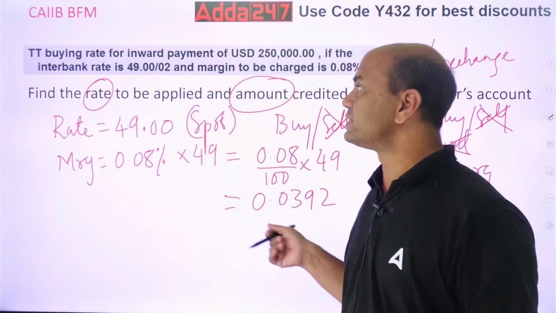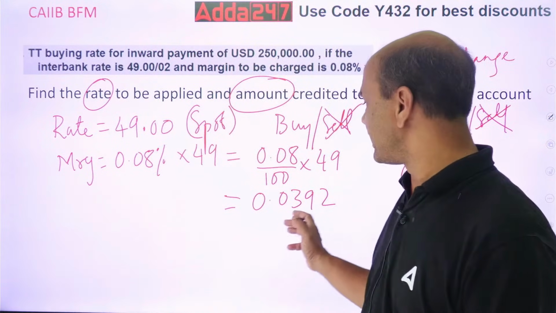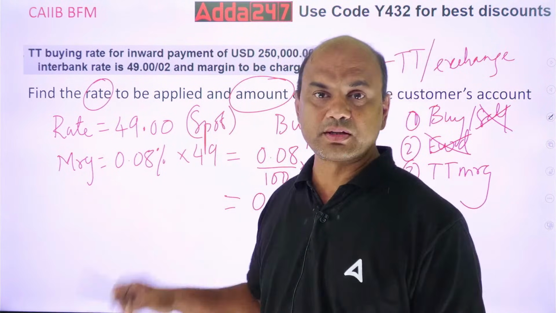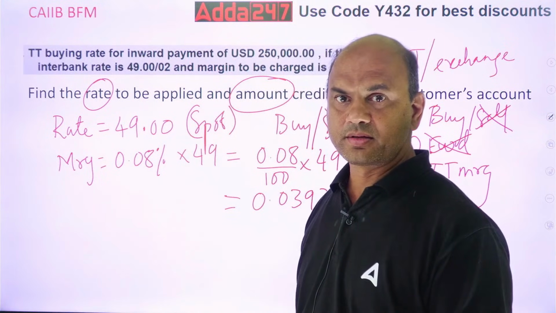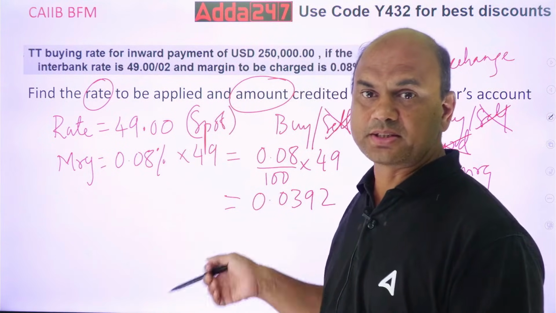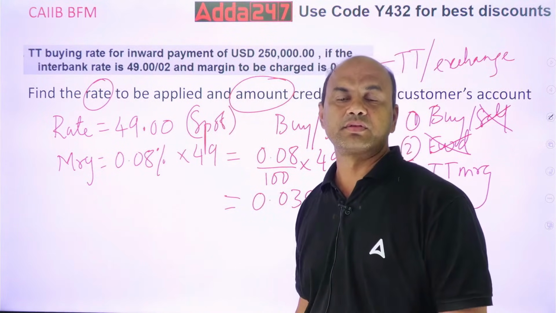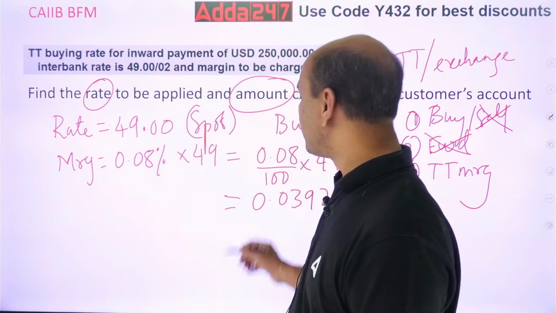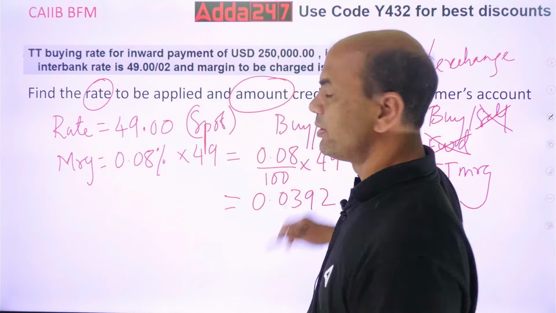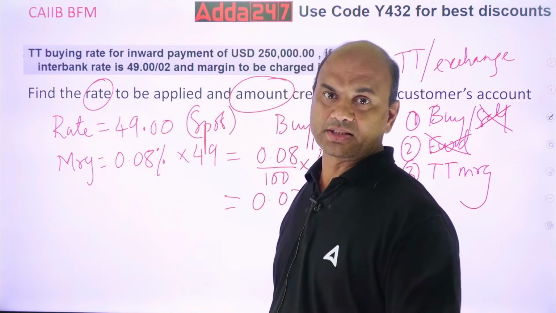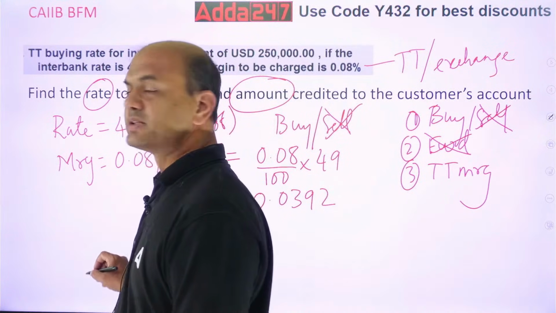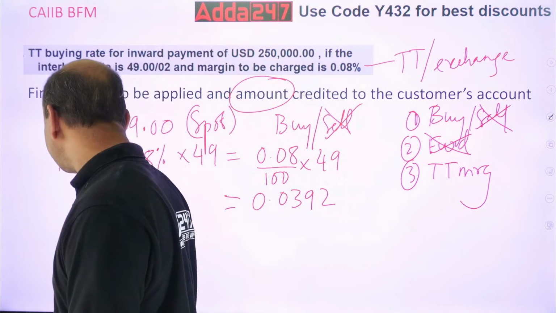Now what do I do with this margin? Are you getting all this? 0.0392? Are all of you getting the same answer? Then it's okay. So margin is 0.0392. Type yes in the comment section if you are getting it. Everyone, type yes. So now what will I do with this margin? Will I subtract or add? What am I doing? Buy. I am doing buy. Buy means margin is subtracted.